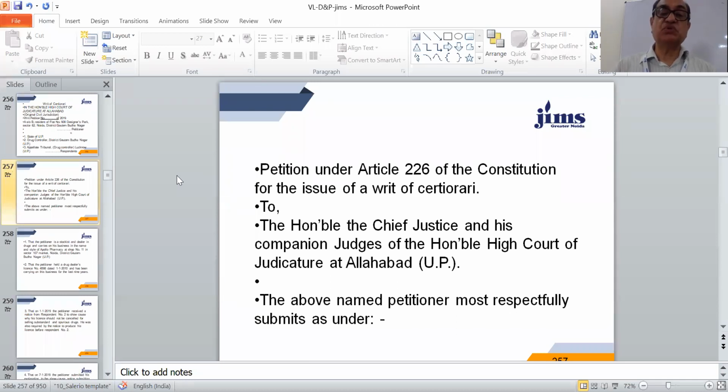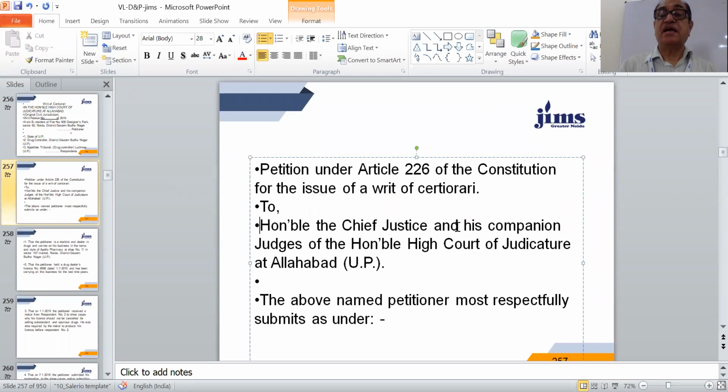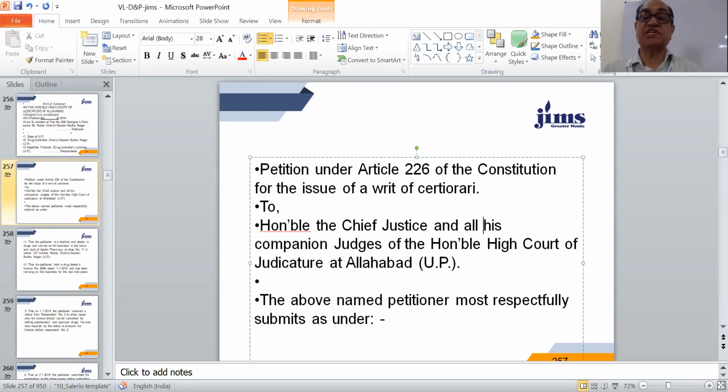Now, to whom are you addressing this petition? You will draft it like this too: Honorable the Chief Justice and all his companion judges of the Honorable High Court of Judicature at Allahabad. Why are you addressing the full court? You are addressing this writ of certiorari to Honorable the Chief Justice and all his companion judges because you do not know before which judge your petition is going to be listed for hearing.